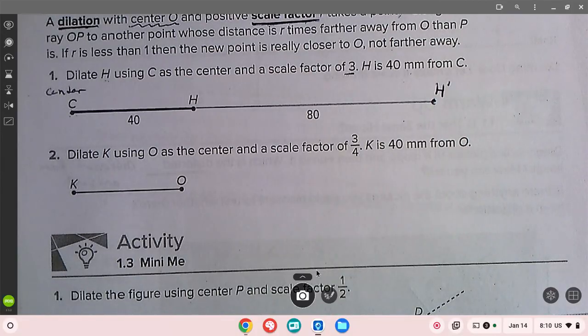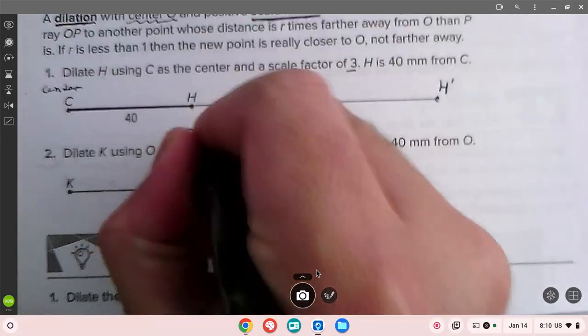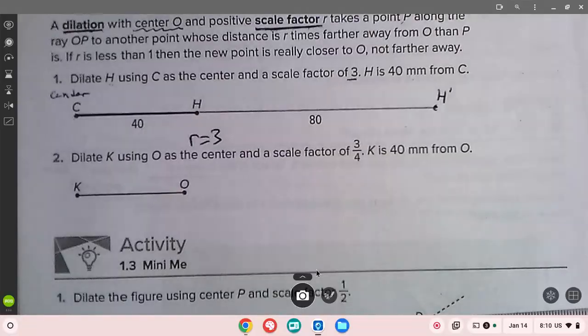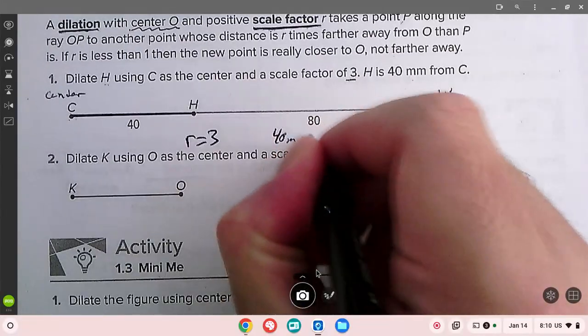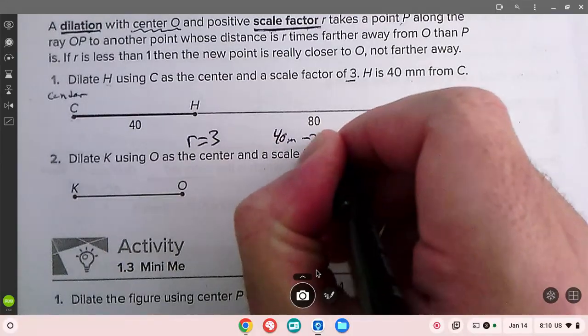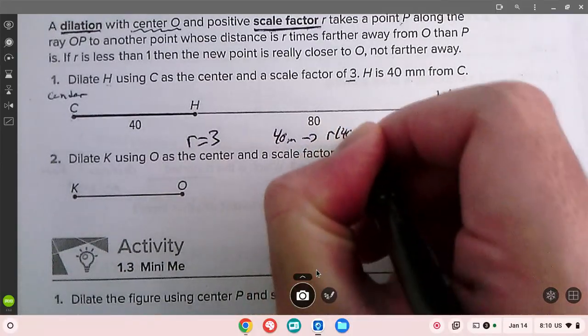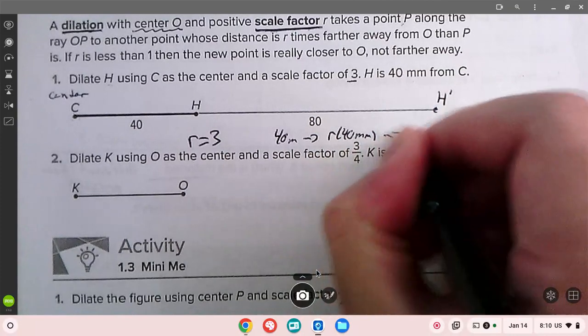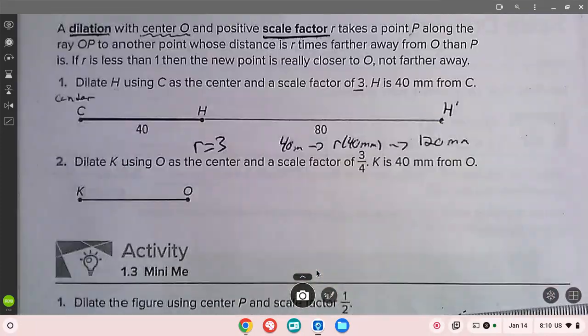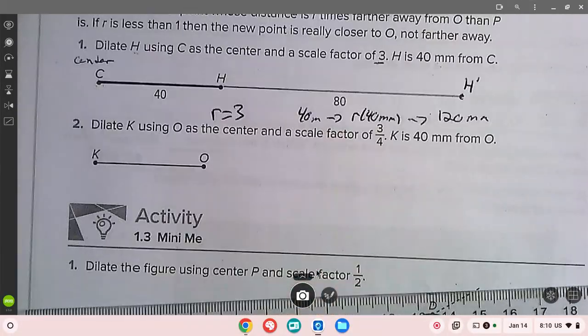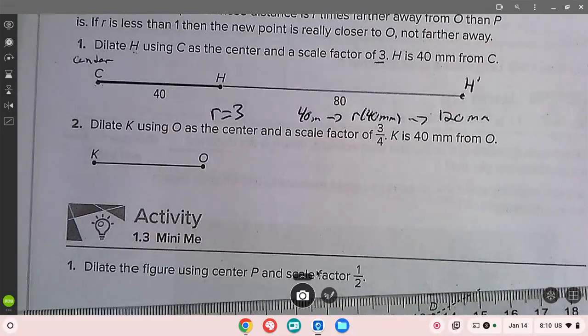Okay, so our scale factor, our R, was equal to 3 here. And our original was 40 millimeters. So we wanted to do R times 40 millimeters, and we got 120 millimeters, because we did R, which is 3, times 40 millimeters.